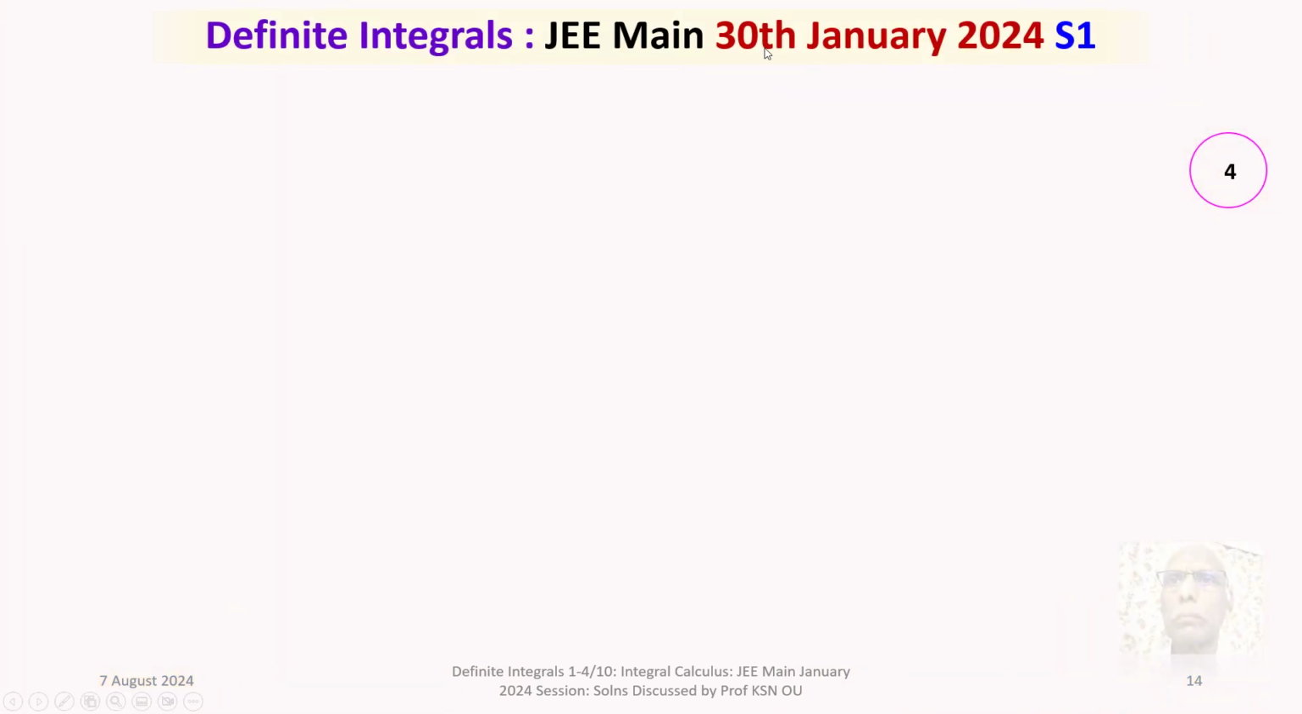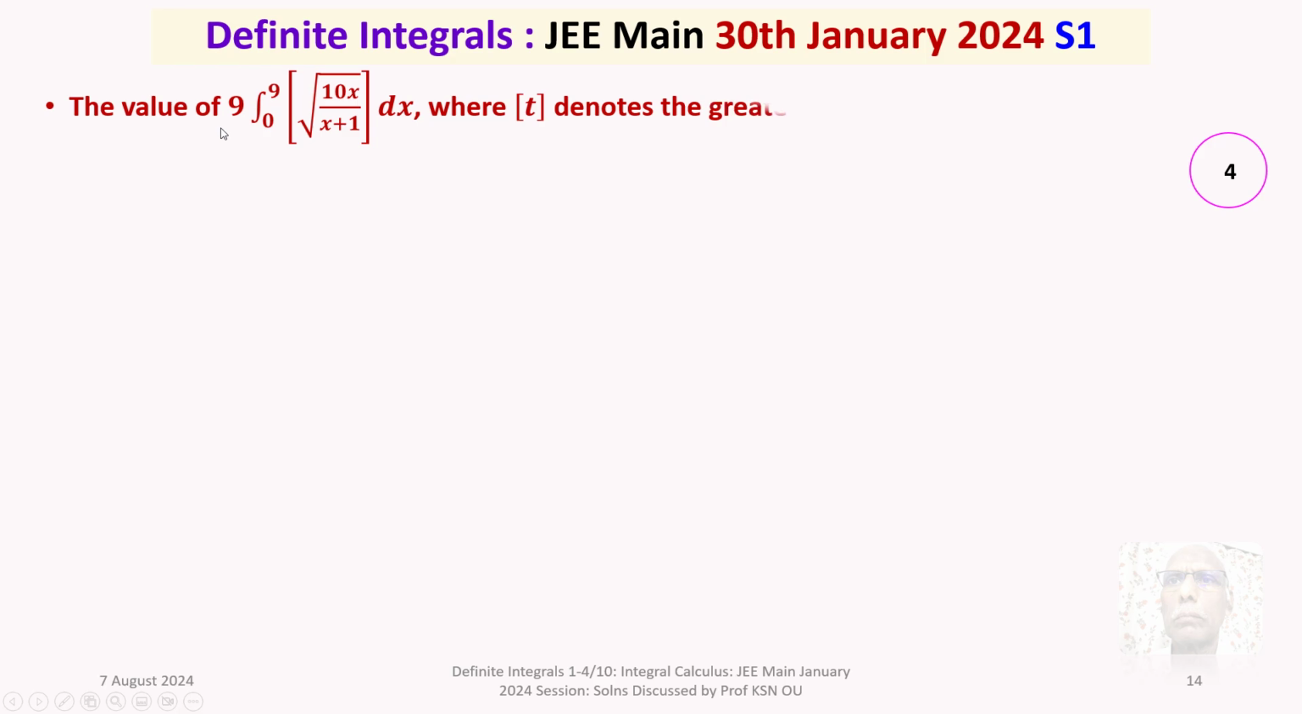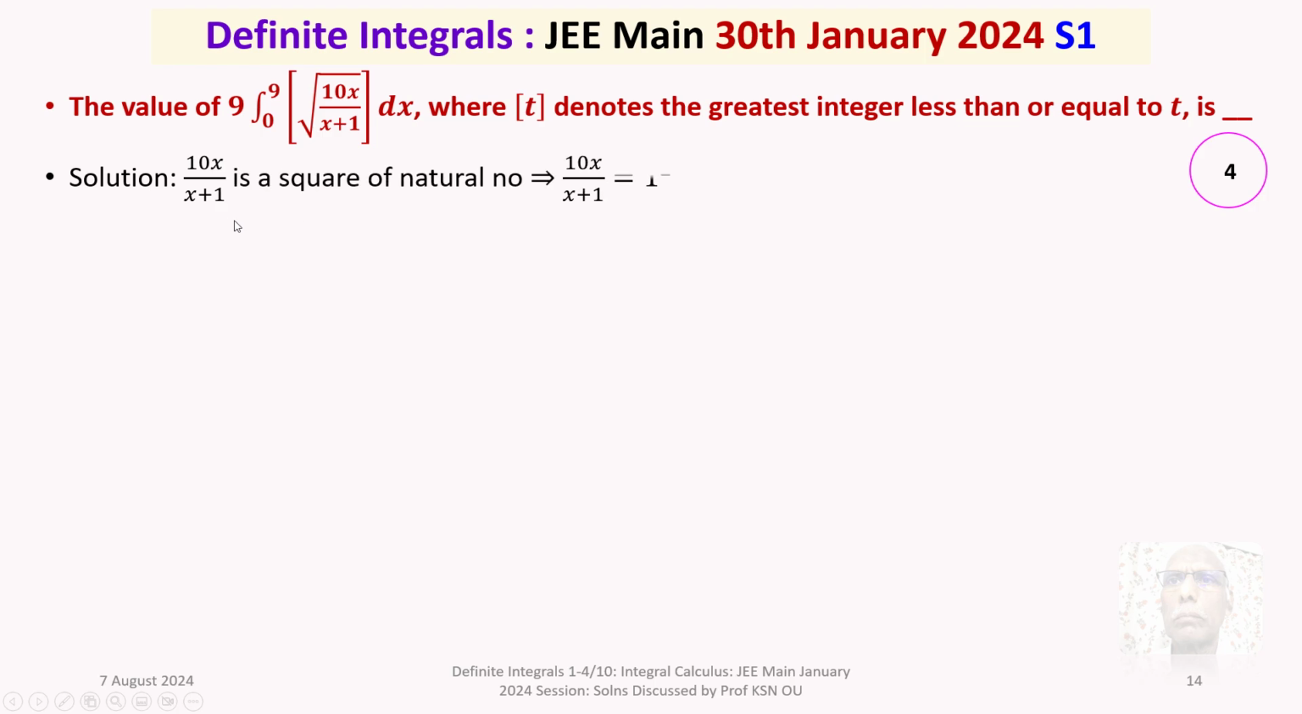This question has appeared in the JEE Main exam held on 30th January 2024 in the first shift. Now, the question is: the value of 9 times the integral from 0 to 9 of the greatest integer of the square root of 10x by (x plus 1) with respect to x, where bracket t denotes the greatest integer less than or equal to t, is. Let's now discuss the solution of the problem in detail.